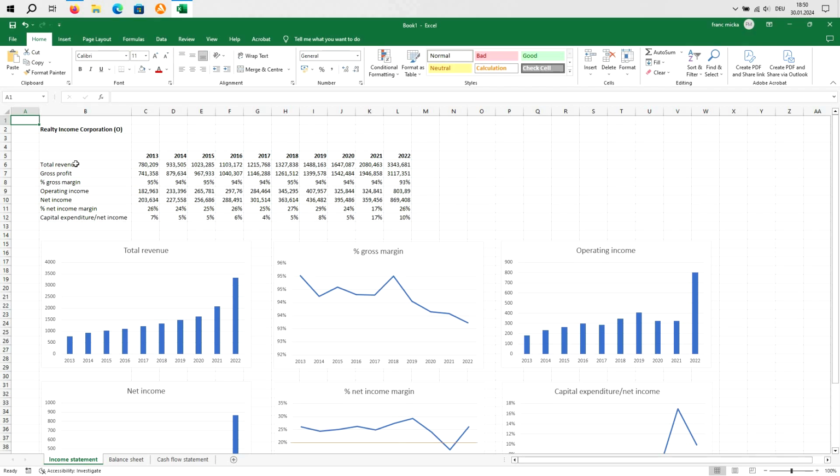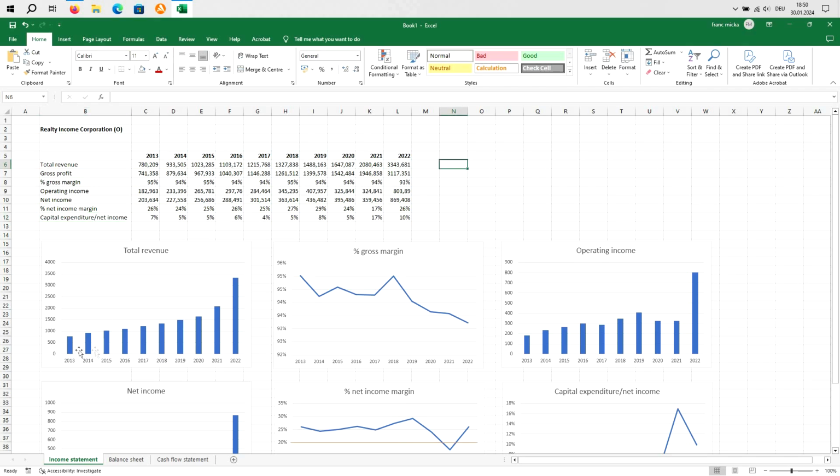Okay, here we have 7 subtopics that we are going to analyze in the income statement, which are basically total revenue, gross profit, gross margin, operating income, net income margin, and capital expenditure, and net income. So let's go straight to it.